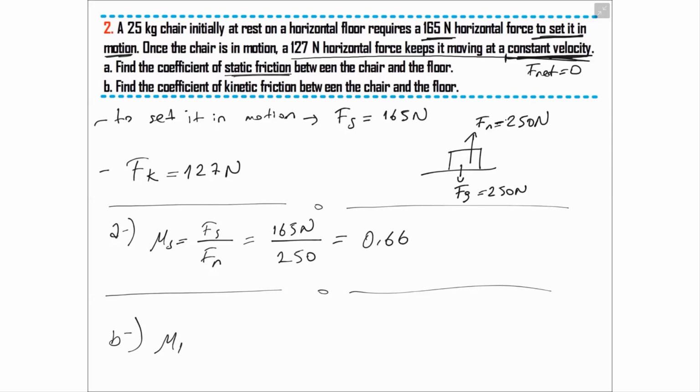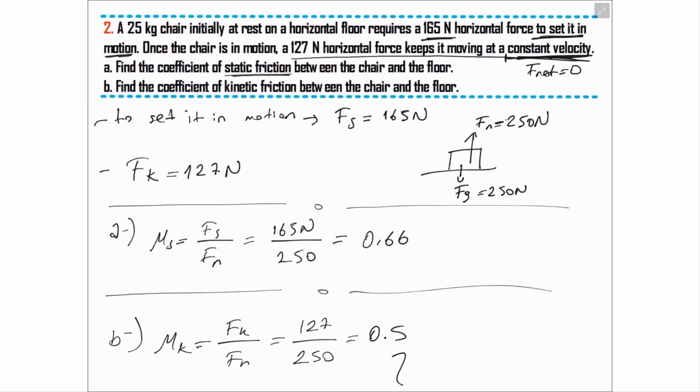And for the B, it's asking mu k, it is Fk over Fn. Fk is 127 Newton over Fn is 250 Newton, and that will be equal to 0.5, and there is no unit for it.